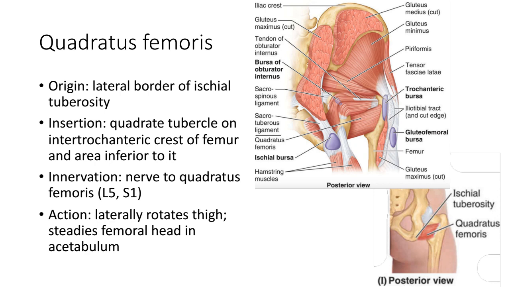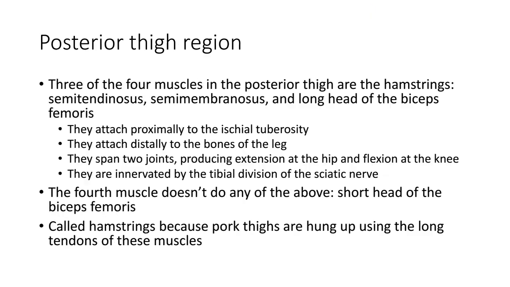Then we have the quadratus femoris. The origin of the quadratus femoris is the lateral border of the ischial tuberosity. It inserts into the quadrate tubercle on the intertrochanteric crest of the femur and the area just inferior to that. It's innervated by the nerve to the quadratus femoris, and its action is that it laterally rotates the thigh and steadies the femoral head in the acetabulum.